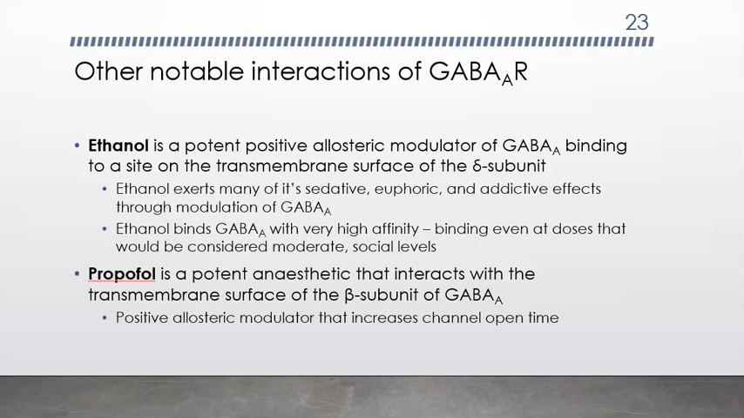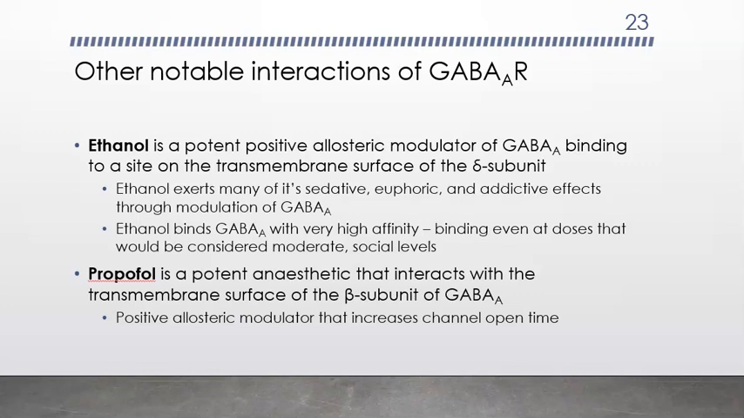So ethanol will bind with very high affinity to the GABAa receptor, and even at doses that would be considered moderate, so like social drinking levels, like 1 or 2 beers, it's still going to bind very well to these GABAa receptors. You don't need a lot of alcohol for it to bind and start having some of those effects. And that's why you start to see effects even after 1 or 2 drinks, and why they say you shouldn't drink after a certain amount, because it really doesn't take much at all for it to start affecting your inhibitions.